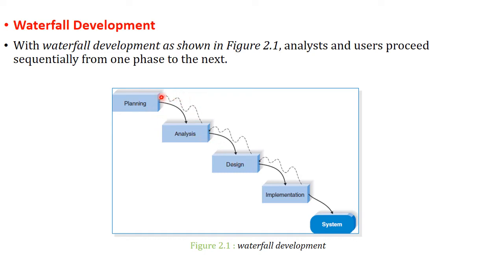And the dotted arrows show that we can go back from analysis phase to planning phase, or we can go back from design phase to analysis phase, or we can go back from implementation to design phase.